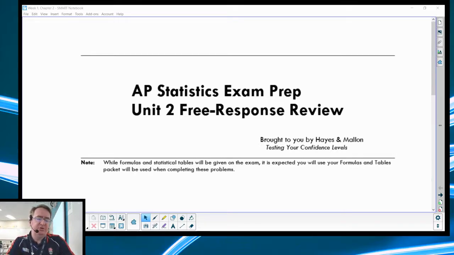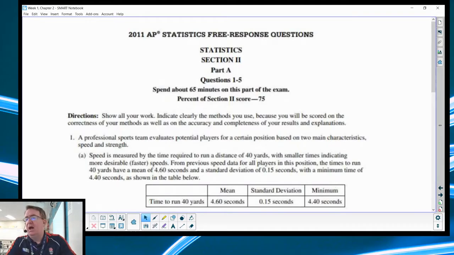Let's take a look at the first question. A professional sports team evaluates players from a certain position based on 2 main characteristics, speed and strength. Speed is measured by time, how long it takes to run 40 yards, with smaller times indicating more desirable or faster speeds. From previous speed data for all players in this position, the time to run 40 yards has a mean of 4.60 seconds and a standard deviation of 0.15, with a minimum time of 4.40 seconds.